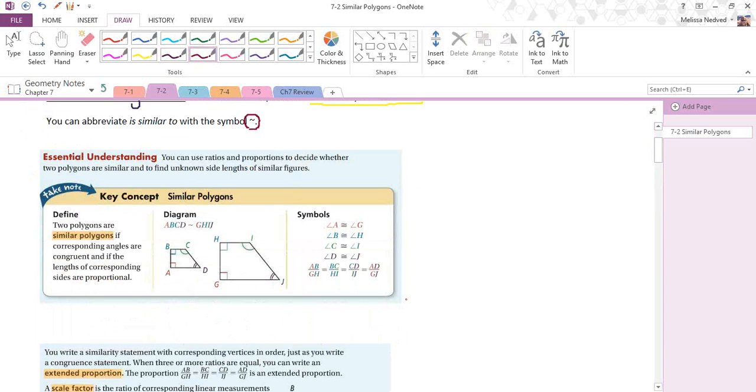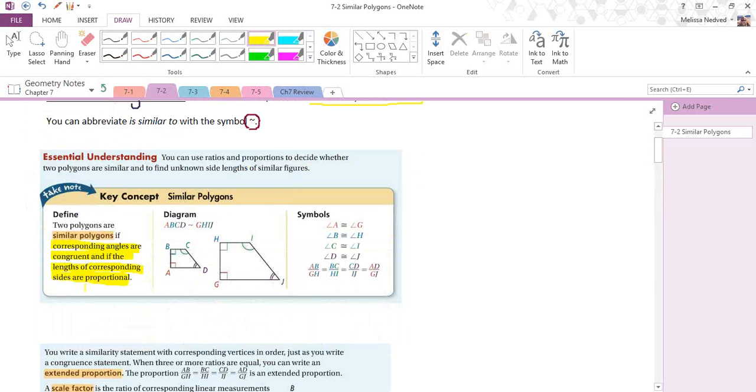All right, so let's get a nice definition here. So we can use those ratios and proportions that we looked at in section 1 to decide if we have similar polygons. And if we know we have similar polygons, we can use those ratios and proportions to find missing lengths. So we're going to do both those concepts today. So by definition, two polygons are similar polygons if corresponding angles are congruent. I'm going to get my highlighter out. So my corresponding angles have to be congruent, and the lengths of the corresponding sides are proportional.